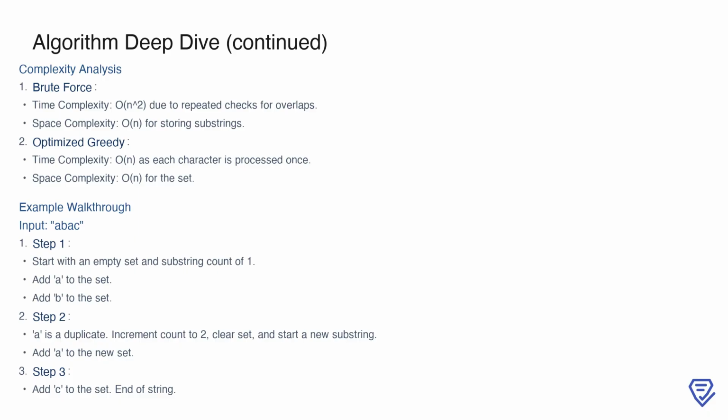Adding a and b to the set continues the first substring. When we encounter a again, it is identified as a duplicate, prompting an increment in the count to 2, clearing the set, and starting a new substring with a. Finally, c is added to the new substring, and the end of the string is reached.